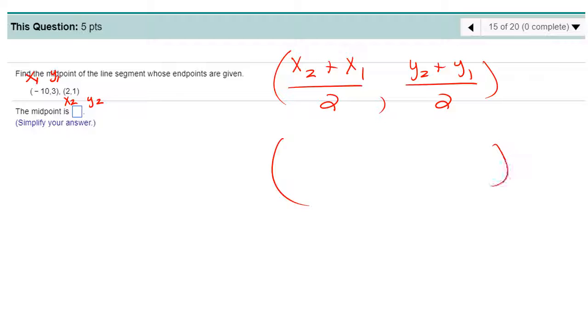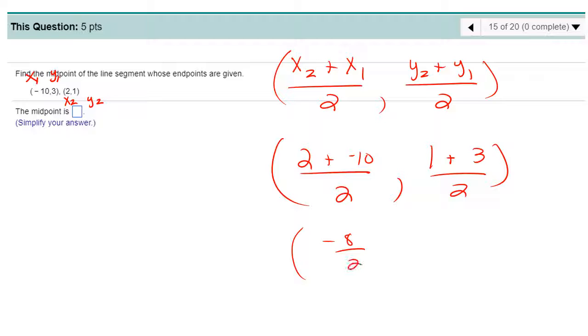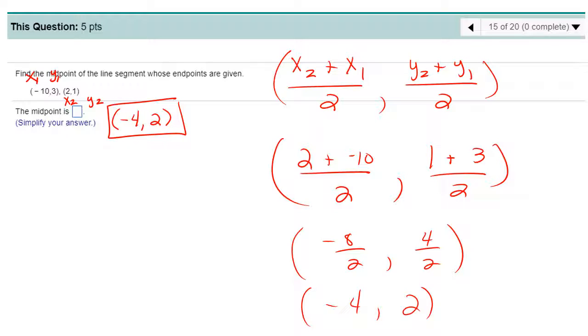So if I plug the numbers in for the appropriate place in the formula, x2 is 2. x1 is negative 10. y2 is 1. y1 is 3. Now I will just simplify. 2 plus negative 10 would be negative 8. 1 plus 3 would be 4. Negative 8 over 2 is negative 4. 4 divided by 2 is 2. So my midpoint, you would type in using the ordered pair, would be negative 4 comma 2 in parentheses.